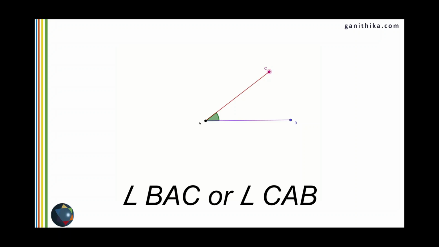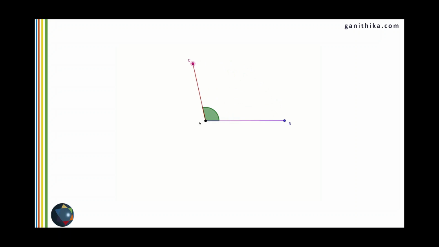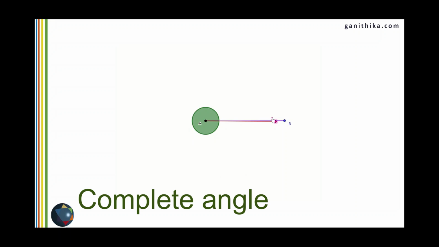as BAC or CAB. You can see that AC can be moved all the way around until AC comes back to the original position overlapping AB. And in this case, we say that the angle formed is a complete angle. The green angle here is called a complete angle.